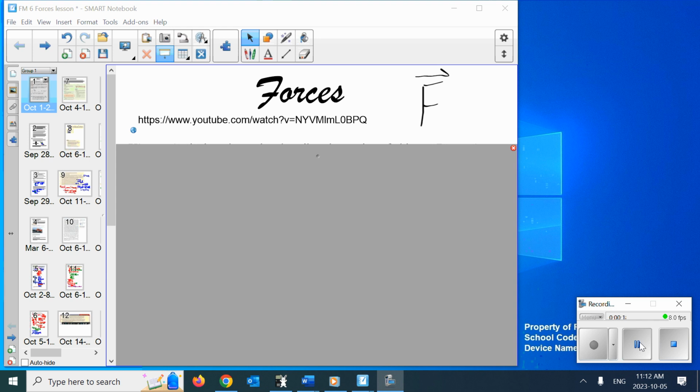Okay, so right now, forces. The symbol for force is an F, capital F though, not small. And I put the half arrow over top because it is a vector. That means direction's important with force. We're going to watch a little YouTube video. I'm going to pause the recording right now.